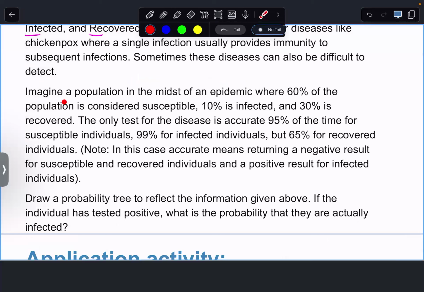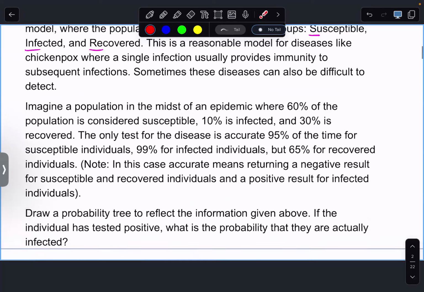Imagine a population in the midst of an epidemic where 60% of the population is considered susceptible, 10% is infected, and 30% is recovered. The only test for the disease is accurate 95% of the time for susceptible individuals. Okay? 99% for infected individuals, but 65% for recovered individuals. Okay? Now, this is looking like a tree diagram type of question, and it is, right? And so we're going to draw the tree, and I think, yeah, let's do it together instead.